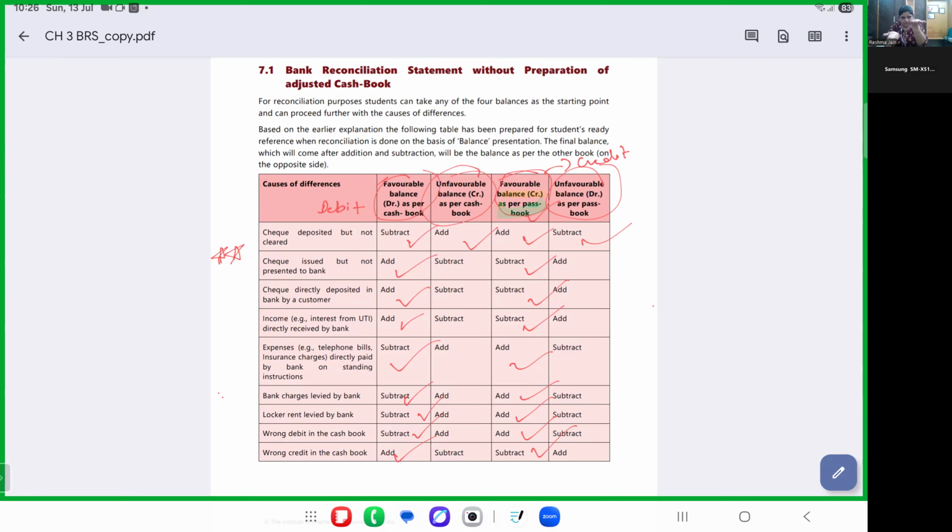Got it? Check issued but not presented to the bank. I've issued the check, my cash book has gone down, but it is not presented to the bank. So bank remains the same. I have to adjust my cash book to bring it to passbook. So I have to add it back.